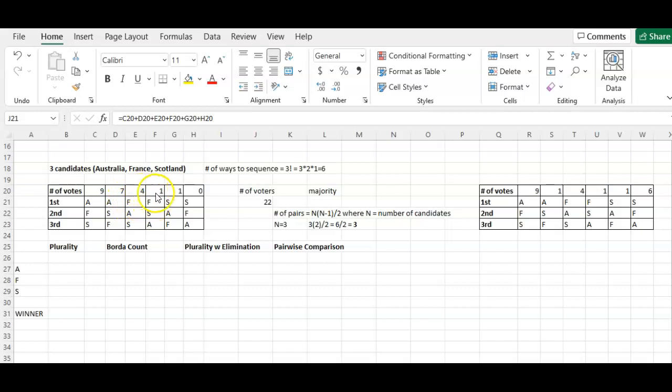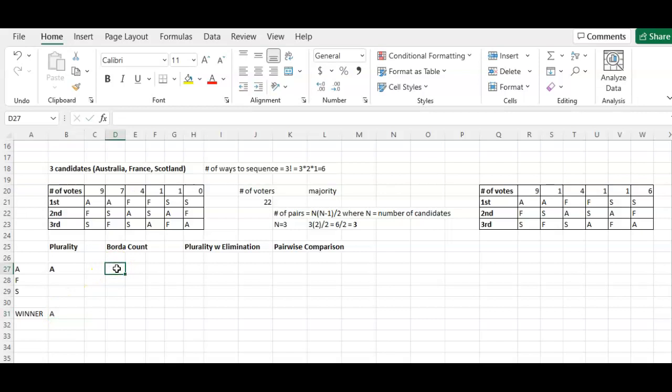France received 4 plus 1, 5 first place votes, and Scotland received 1 first place vote. So since Australia received the most first place votes, Australia is the winner using the plurality method. So for plurality, we have Australia.